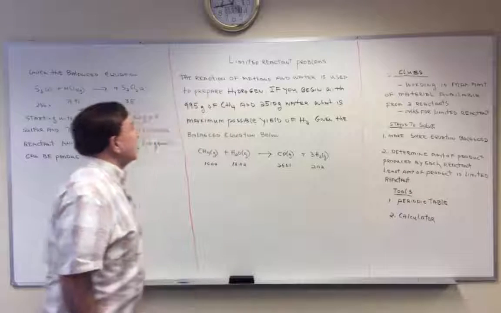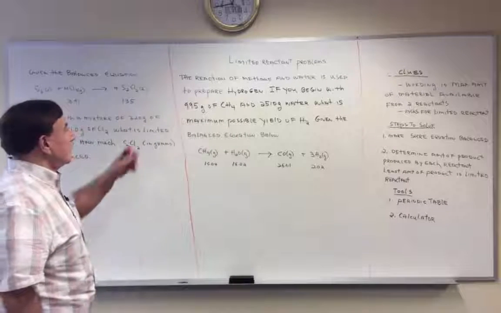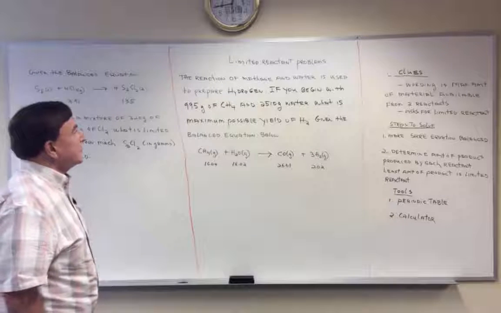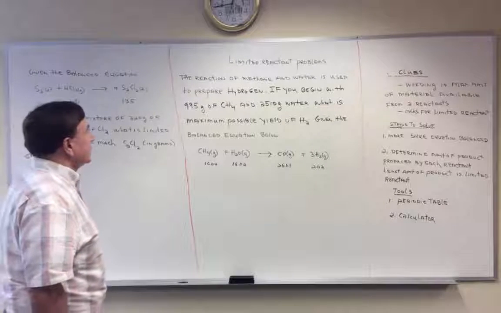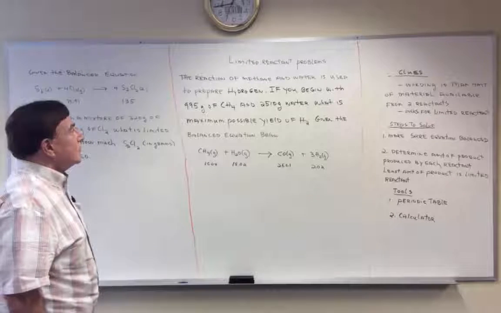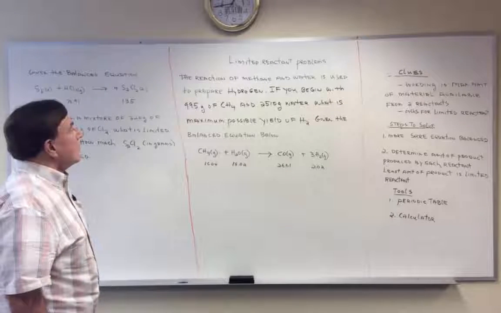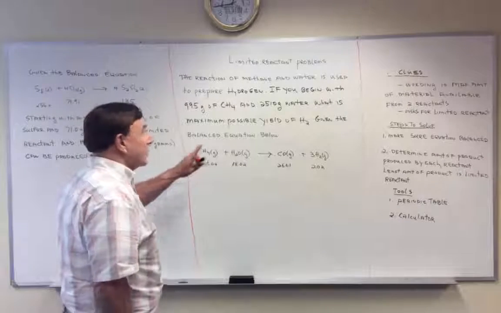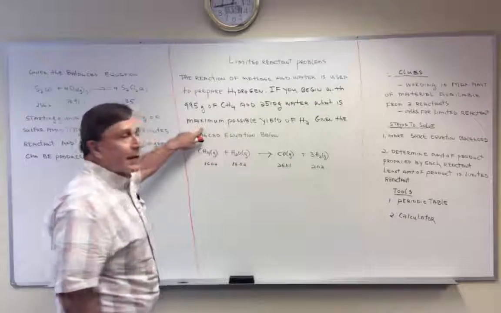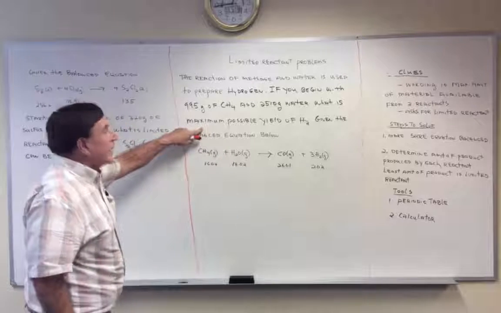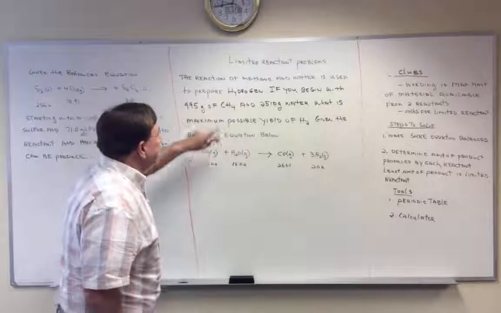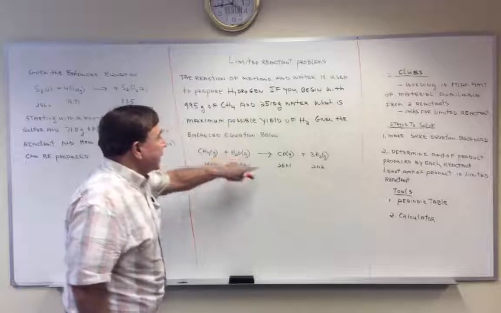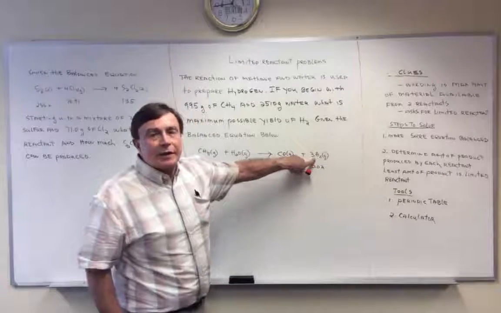So now let's talk about problems. First one, the reaction of methane and water is used to prepare hydrogen. If you begin with 995 grams of methane and 2510 grams of water, what is the maximum possible yield of hydrogen, given the balanced equation below? First key, maximum possible yield. That's a flag. Second, you're only given the reactants. You're given methane and water and asked for what's the maximum amount of hydrogen.